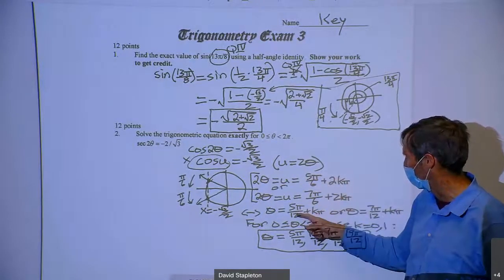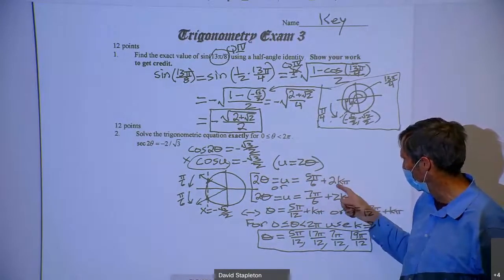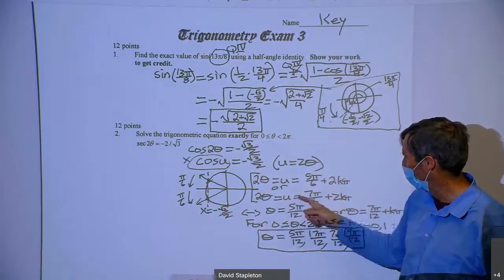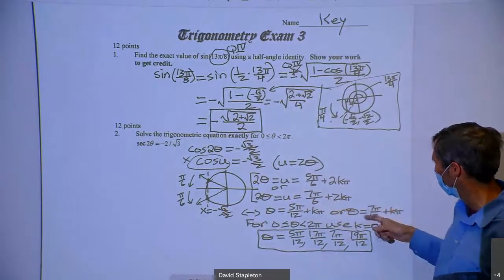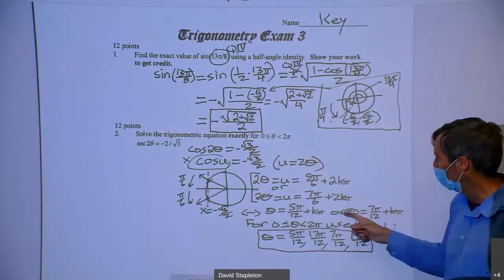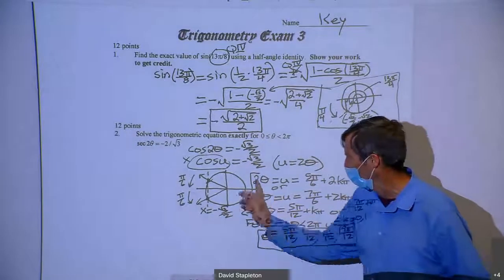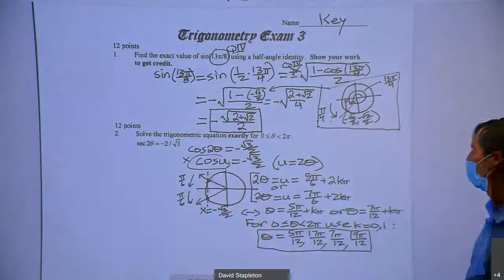5 pi over 6 becomes 5 pi over 12. 2k pi divided by 2 is k pi. Same thing here: 7 pi over 6 becomes 7 pi over 12, and 2k pi becomes k pi. These are all angles theta that will make u be one of these two angles.